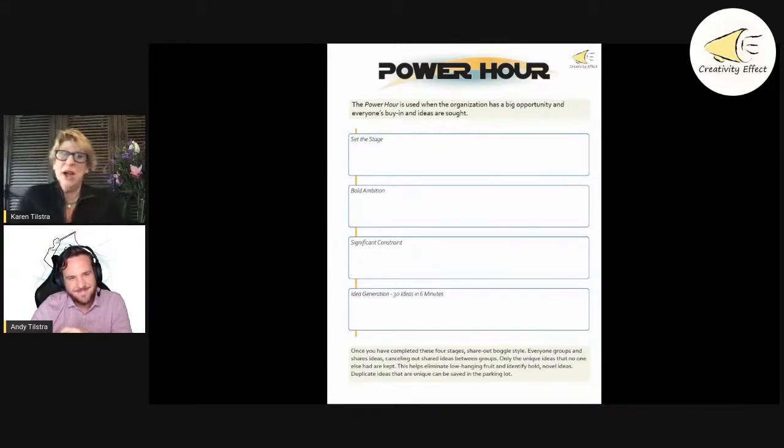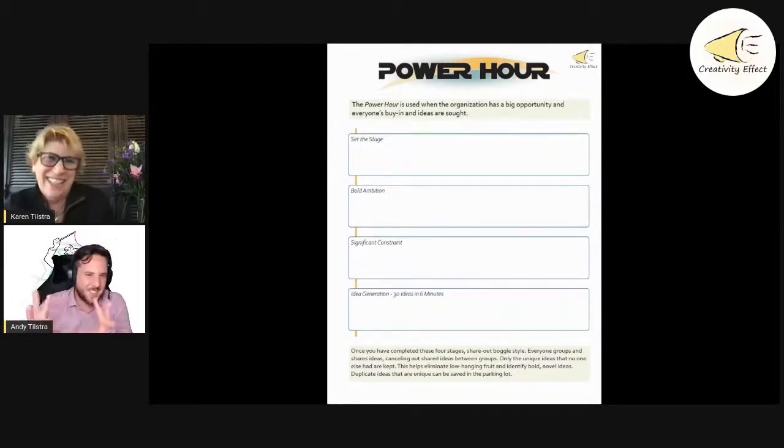The second one is the bold ambition, and creativity loves constraints. What's your big thing you're trying to do? Coupled with that, the significant constraint, which is the third section, which is what's the biggest barrier, what's the biggest hurdle that you have to keep in mind moving forward with this challenge or project.